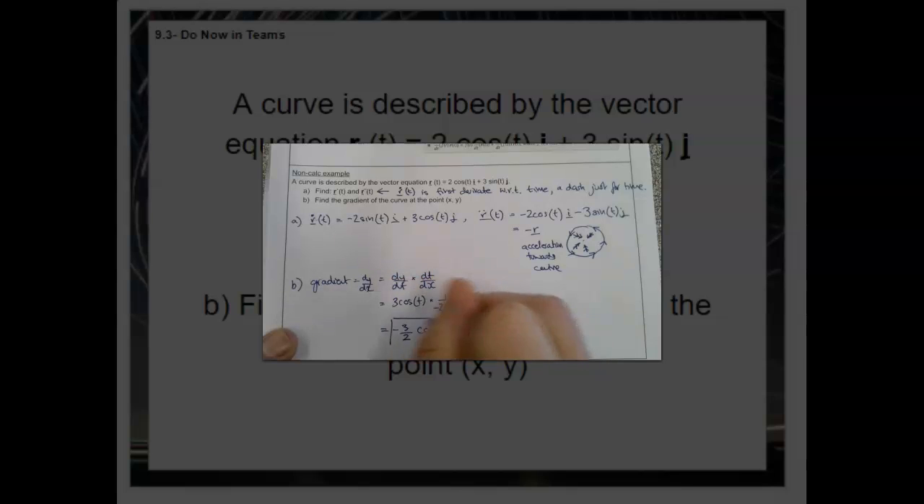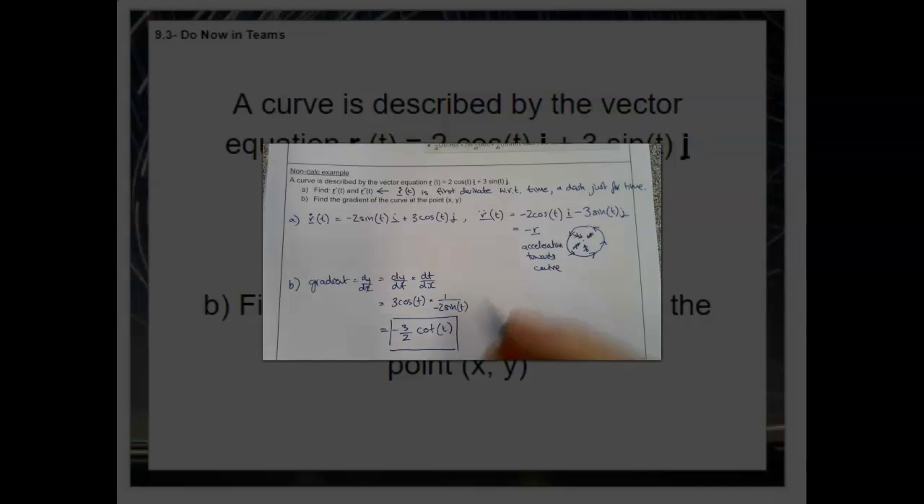And I guess just something to notice there is that the gradient, we can see when it's going to be undefined. Gradient is undefined when the denominator is equal to 0. So in this case, sine of t equals 0. So t equal to k pi, k a natural number. All right.